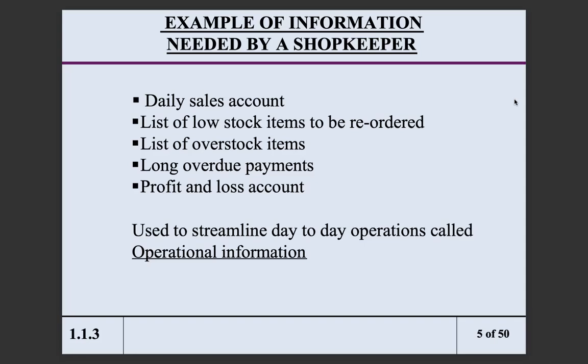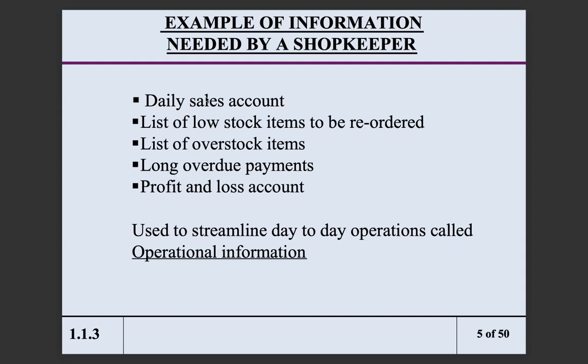So here are a few examples of information needed by a shopkeeper. Daily sales count, which he will be handling, and a list of low stock items to be recorded also. He needs this information, and the list of overstock items, long overdue payments, and profit and loss account. All these are examples of information needed by these shopkeepers.